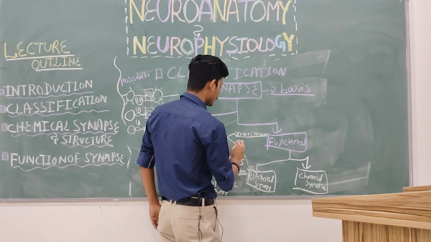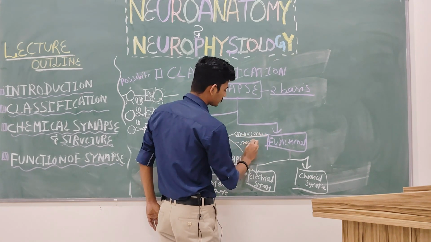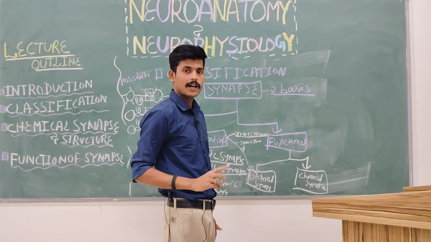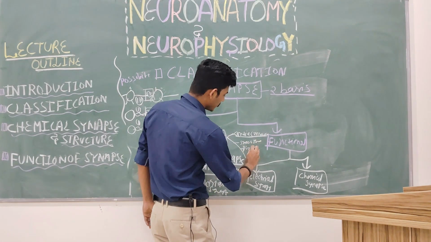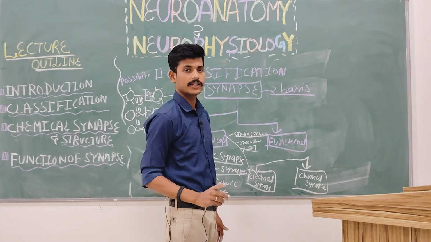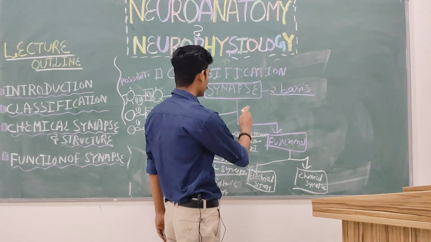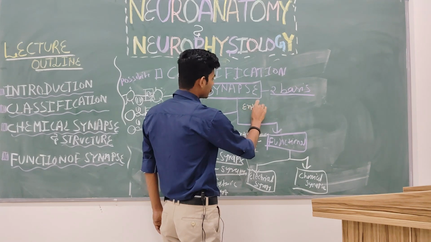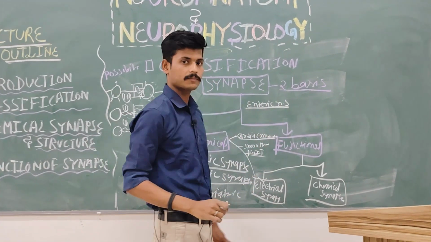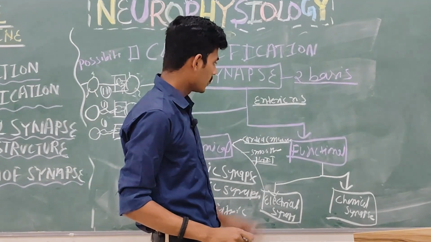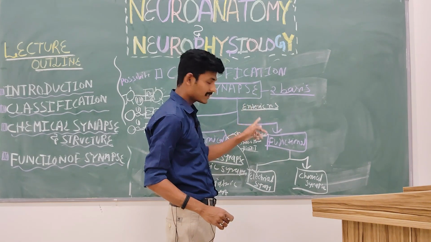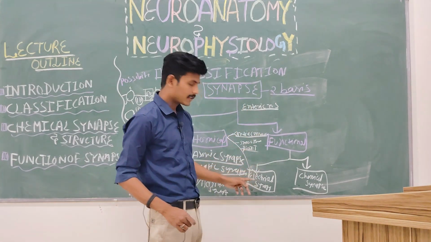Cardiac muscle, smooth muscles. Then in some part of the GIT, I don't know if you heard or not, there is one kind of system called the enteric nervous system. This is a very special kind of nervous system, which is present in the GIT. And in that system there is an electrical synapse.